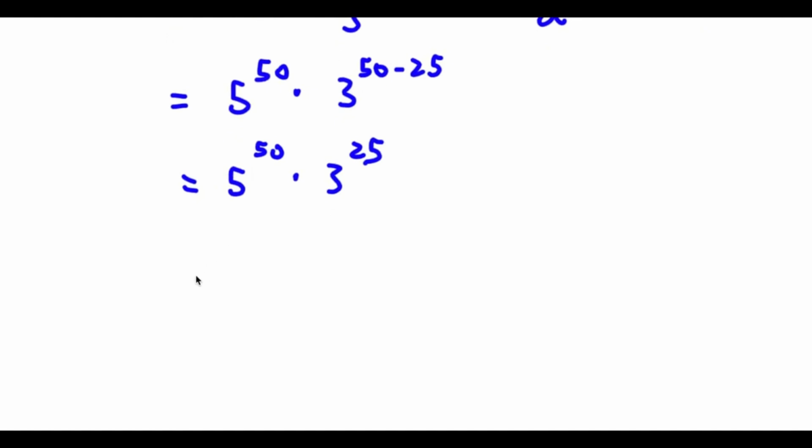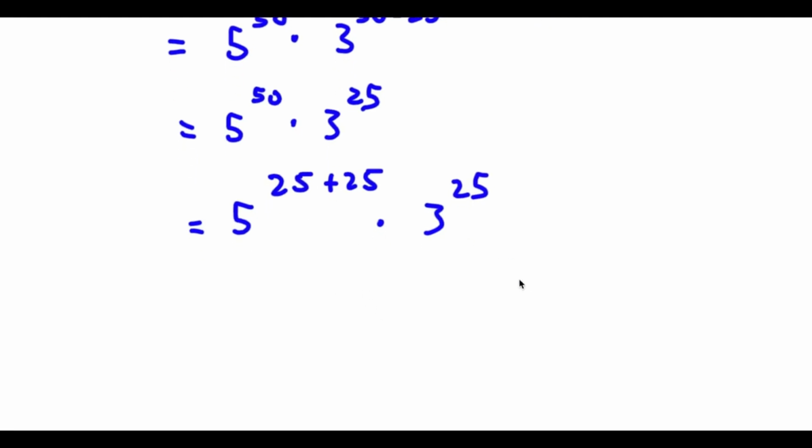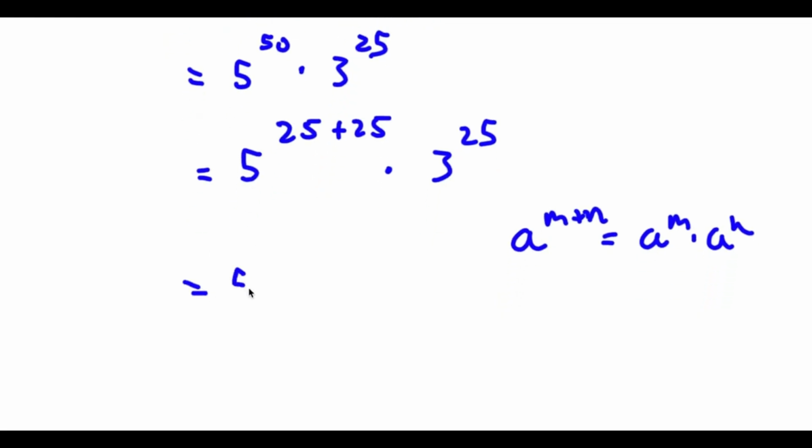Now, 50 here is the same thing as 25 plus 25, so I have 5 to the power of 25 plus 25 times 3 to the power of 25. Now, if I have something in the form a to the power of m plus n, this is equal to a to the power of m times a to the power of n. So 5 to the power of 25 plus 25 is going to equal 5 to the power of 25 times 5 to the power of 25. And I have this times 3 to the power of 25.